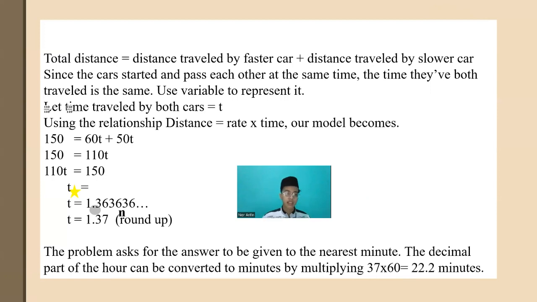And we get 110t, and we get t is 1.363636... We can round t to 1.37. Okay. The problem asks for the answer to be given to the nearest minute. The decimal part of the hour can be converted to minutes by multiplying 0.37 times 60, which is 22.2 minutes.